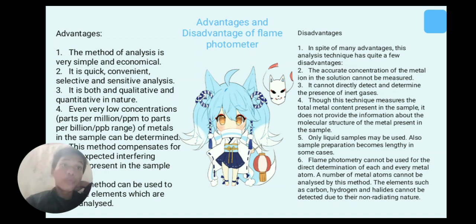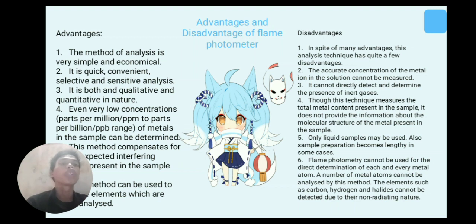Disadvantages. First, in spite of many advantages, this analysis technique has quite a few disadvantages. Number 2. The accurate concentration of the metal ion in the solution cannot be measured. 3. It cannot directly detect and determine the presence of inert gases. 4. Though this technique measures the total metal content present in the sample, it does not provide the information about the molecular structure of the metal present in the sample.